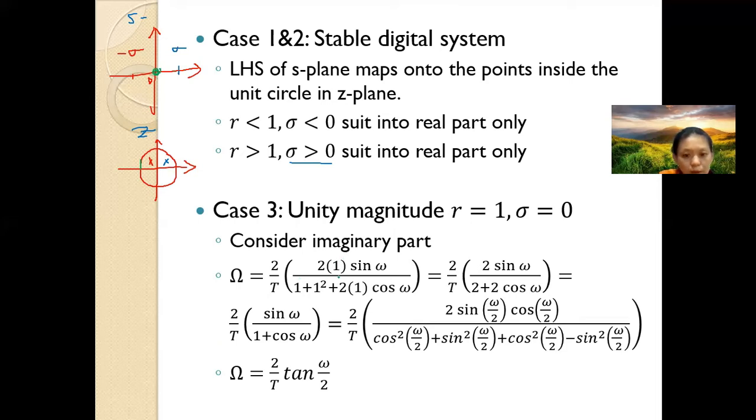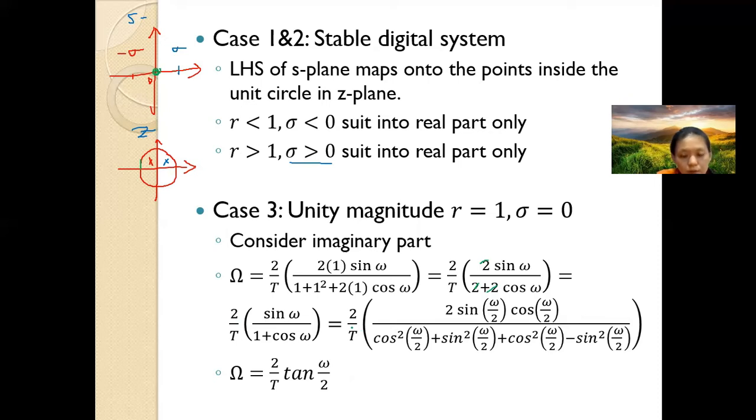So substitute r with 1. Sine omega digital divided by 1 plus r square, r is 1 square, plus 2 r, r is 1, cos omega. Okay, so we get the answer: 2 over T, 2 sine omega over 2 plus 2 cos omega. And we simplify the 2, so we get sine omega divided by 1 plus cos omega, multiplied with 2 over T.